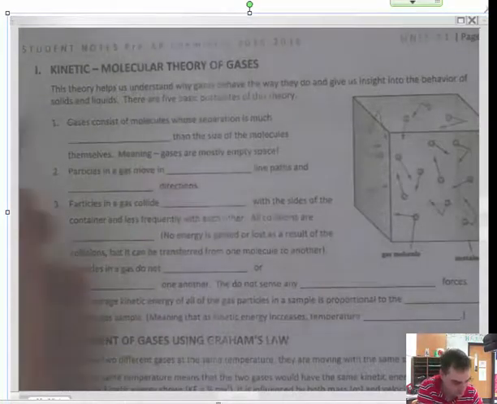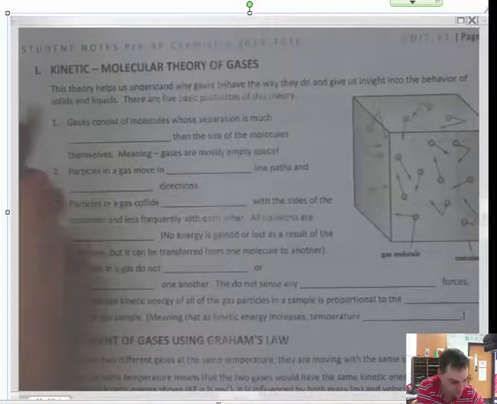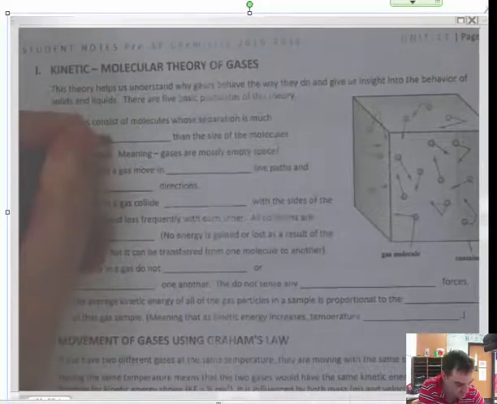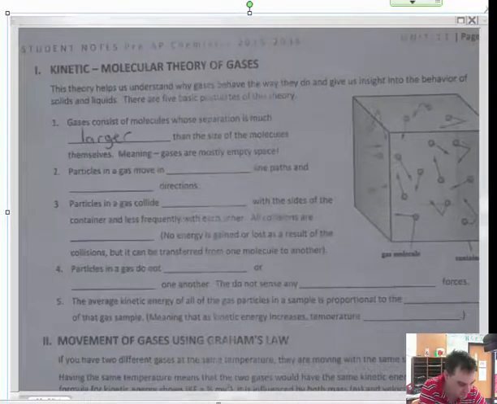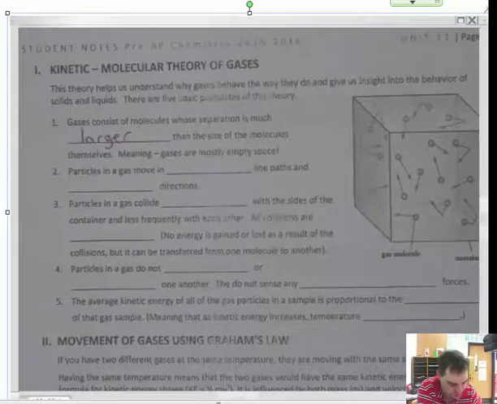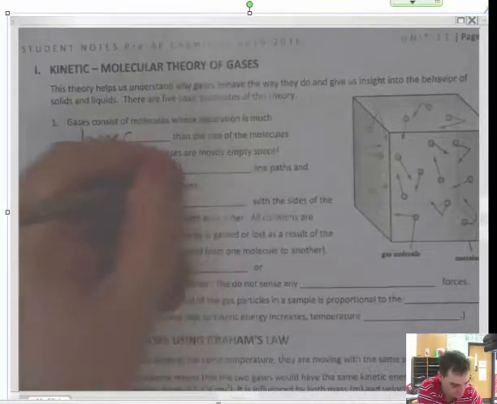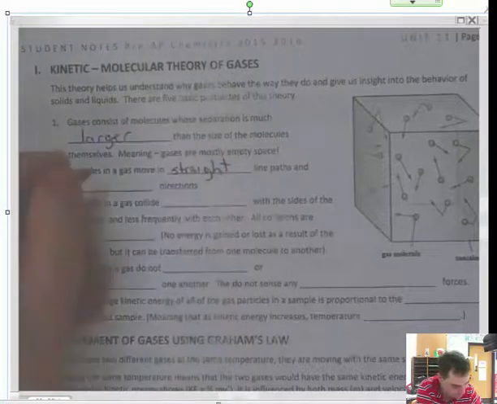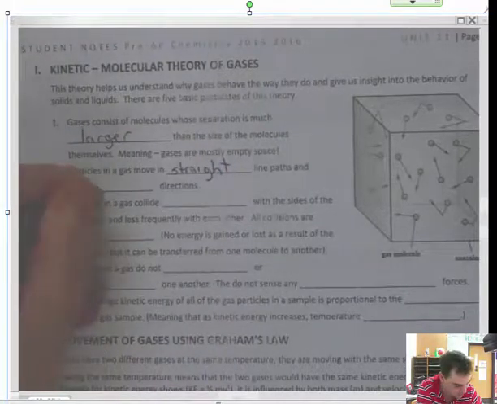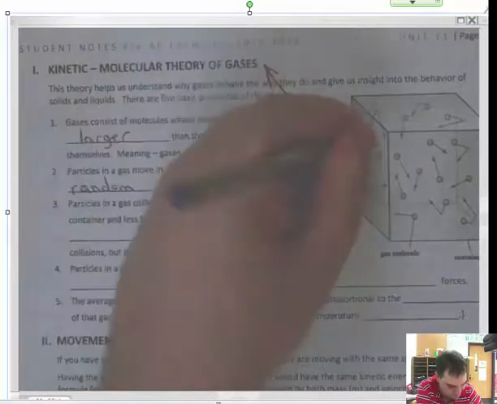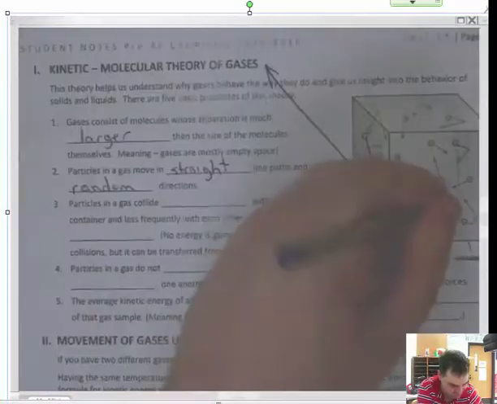Number 1, gases consist of molecules whose separation is much larger than the size of the molecules themselves, meaning the gas is mostly empty space. Particles in a gas move in straight line paths and in random directions. That's why you always saw me going zoom, zoom, if I could draw straight lines, zoom, like that.